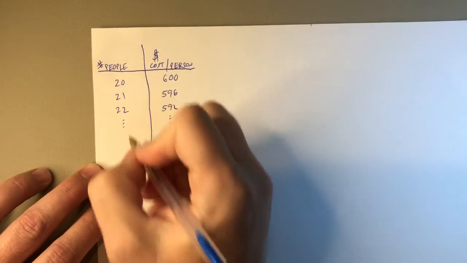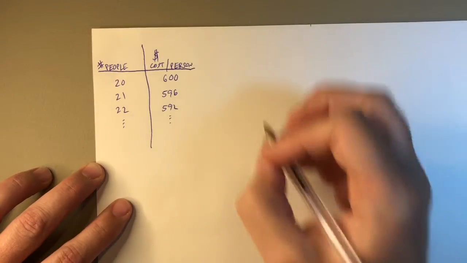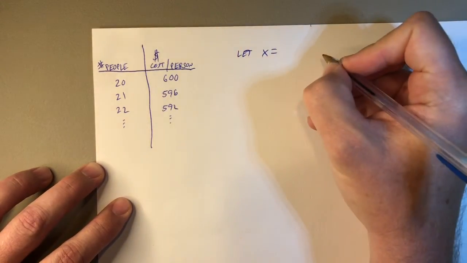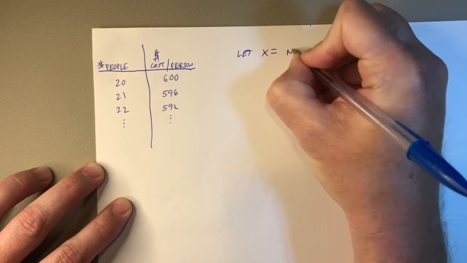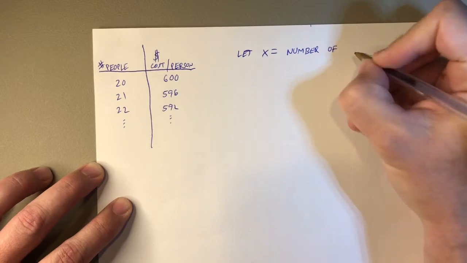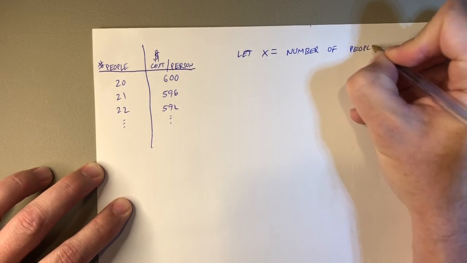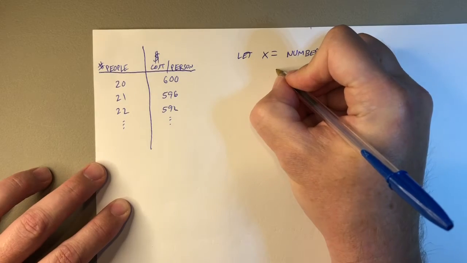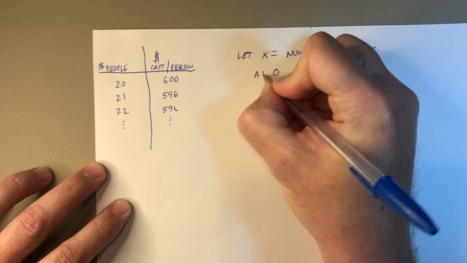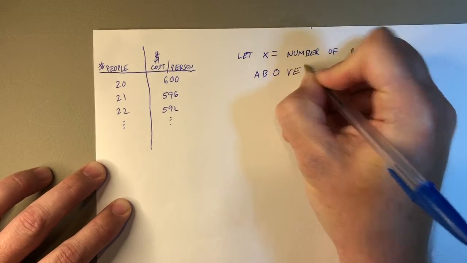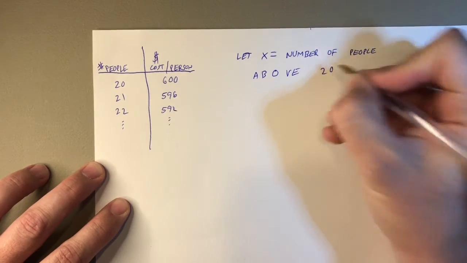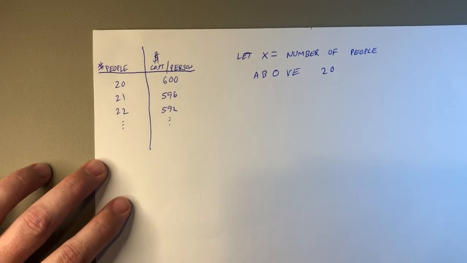Okay, so let's draw in a vertical ellipsis here. And so what does this mean? Well, remember that it told us in the problem to let X be equal to what? The number of people or passengers above what? Above 20 people. So X is the number of people above 20.